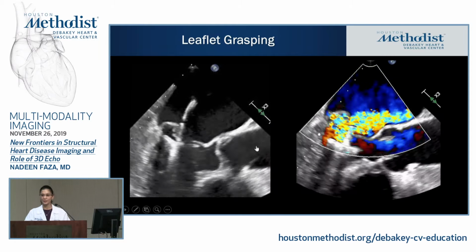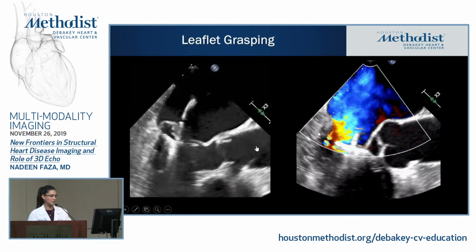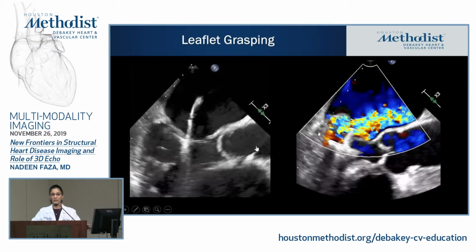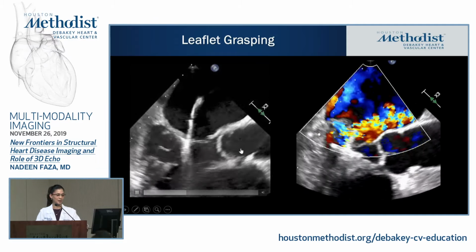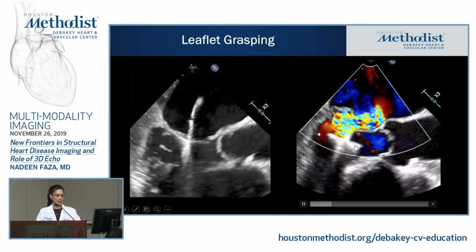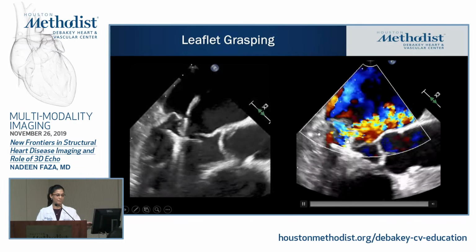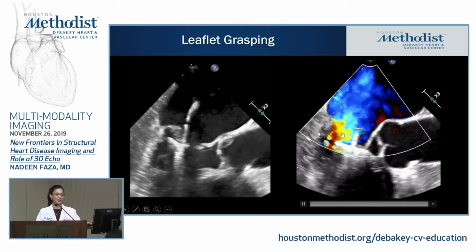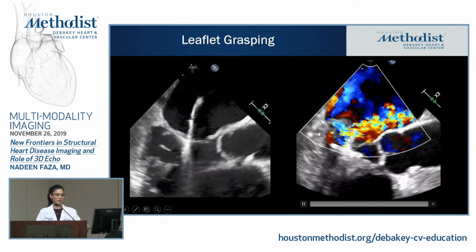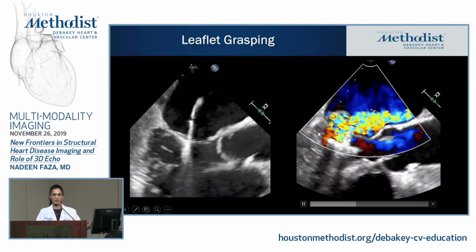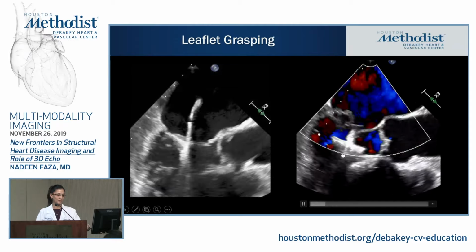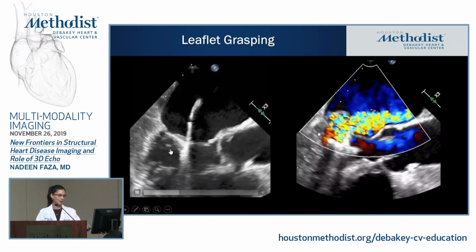Once we're in the left ventricle, we go to a long axis view, and this is our grasping view. We use 2D imaging to make sure that our clip is still centered, positioned right above the pathology. In this case, it's a P2 flail. You apply some color to make sure that you're in the jet, so that when you grasp both leaflets, you expect the pathology to be reduced. So you confirm the position of the clip by 2D and by adding color.